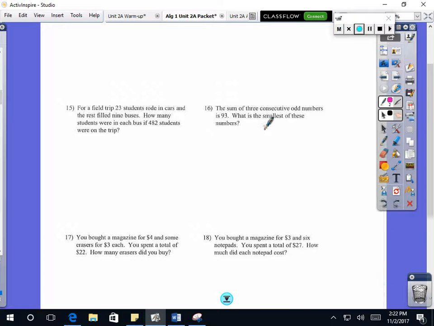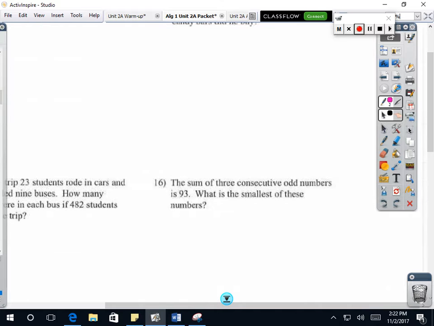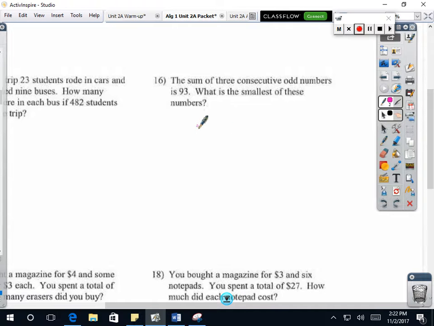The sum of three consecutive odd numbers is 93. What is the smallest of these numbers? Okay, well, we know that there's got to be three numbers, and we know they have to add up to 93. Okay, but they also have to meet some other criteria. They have to be consecutive, which means what? In order without skipping, and they have to be odd, so we can skip the even numbers. So like 1, 3, 5 or 7, 9, 11.